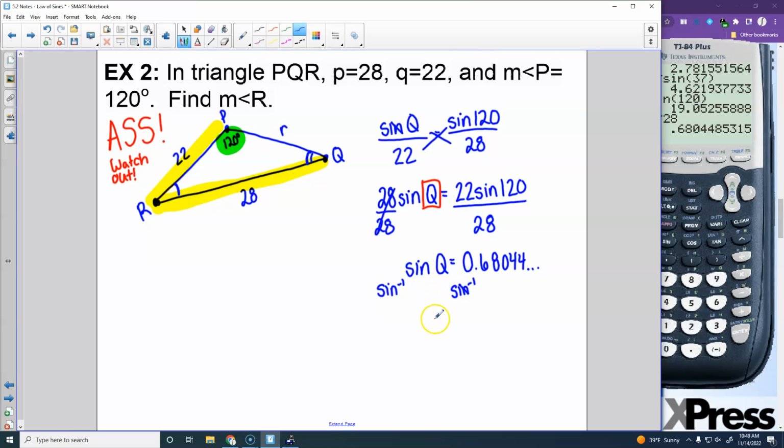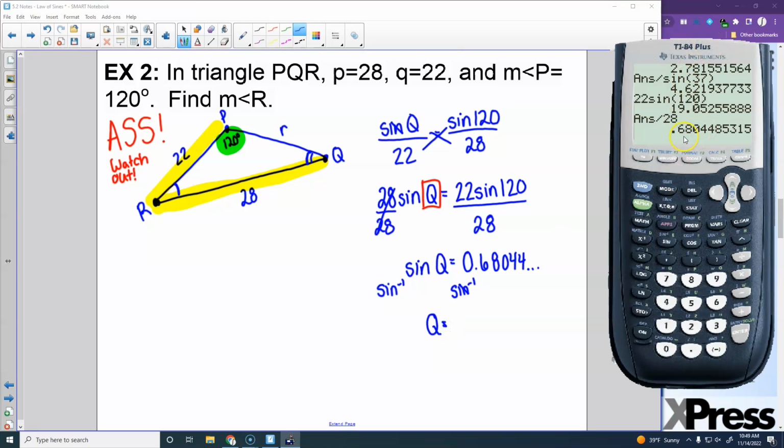Okay, so Q is going to equal, whenever you do this, you can either store that value as a letter, or you can do it this way. You're going to do sine inverse of, if you have the fancier calculators, you can just go up there and hit enter, and that'll be easiest. But if you've got an older calculator that doesn't let you do that, you do second negative, it'll use the answer from the line before, or you could store it. But don't round it.